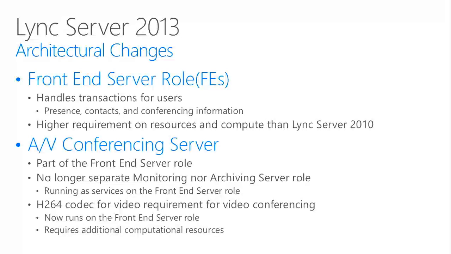So in 2010, you could have a separate AV conferencing server. With 2013, it's now part of the front-end server role. There's no longer a separate monitoring or archiving server role. Again, there are services running in the front-end server role. One of the significant ones is the H.264 codec, which is now a video requirement for video conferencing, and it also runs on the front-end server role.